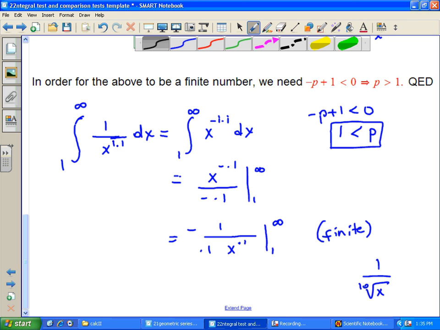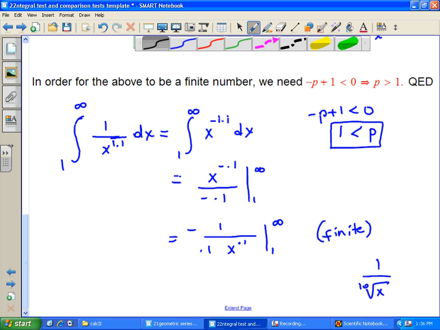So as you can see, trying to get an answer numerically, even with a program as powerful as Scientific Notebook, is tricky. It doesn't always tell you what it's going to be doing in the long run as n goes to infinity. So that's why these tests are really important.